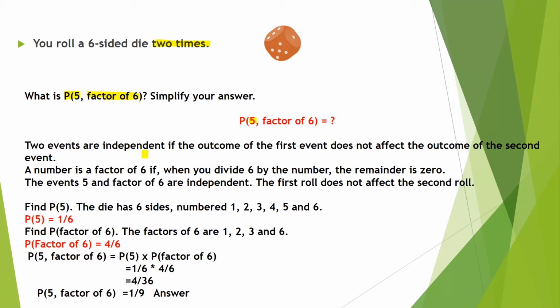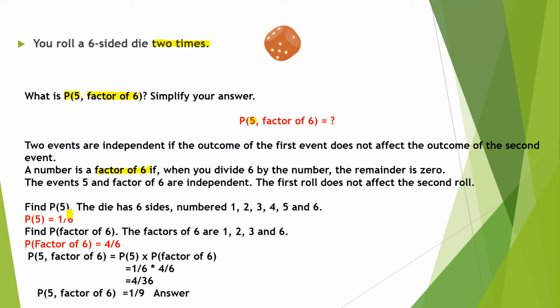Two events are independent if the outcome of the first event does not affect the outcome of the second event. The second event is a factor of 6. A number is a factor of 6 if, when you divide 6 by the number, the remainder is 0. The events 5 and factor of 6 are independent. The first roll does not affect the second roll.